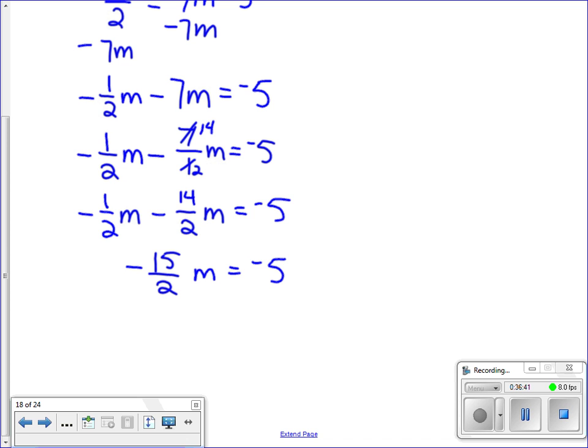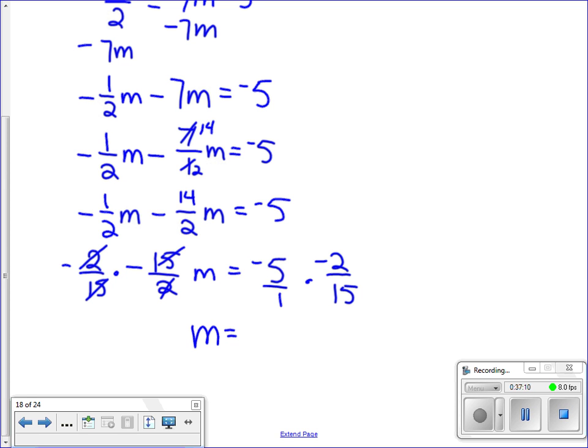I need to get rid of that negative 15 over 2, so I'm going to multiply both sides by 2 over 15. Excuse me, a negative 2 over 15. Because a negative, all that's going to cancel out and become a positive m. So I need to do the same thing over here. It's going to be over 1. So I'm going to times by a negative 2 over 15. Okay, all this cancels out. And a negative times a negative is a positive, so I get positive m.